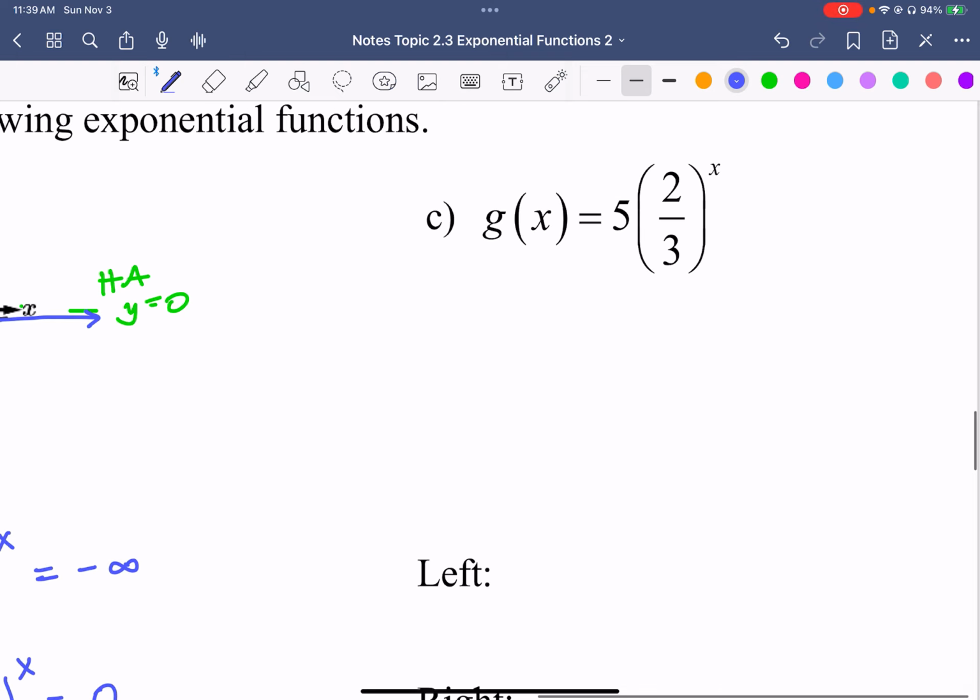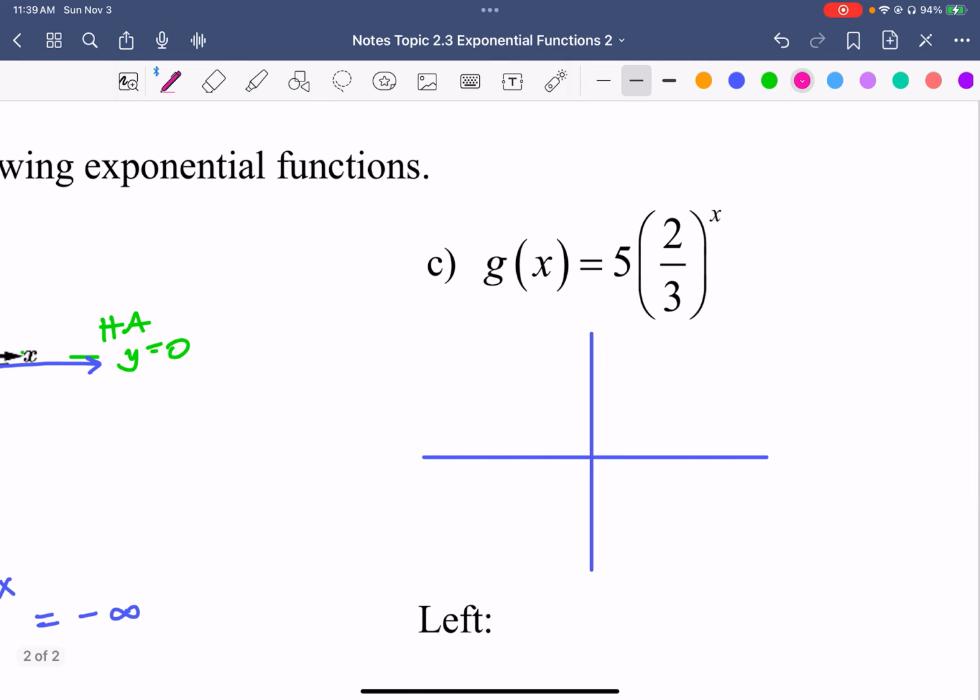C, this one, they didn't give us a graph, which means we're going to have to graph it ourselves. The first thing I need to figure out is, does it represent growth or decay by looking at the base? So the base is always the one that is attached to the exponent. So the base is 2/3. 2/3 is smaller than 1, so this is going to represent decay. Okay, and then my y-intercept is positive.